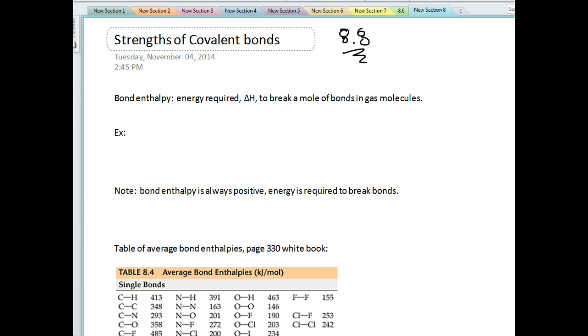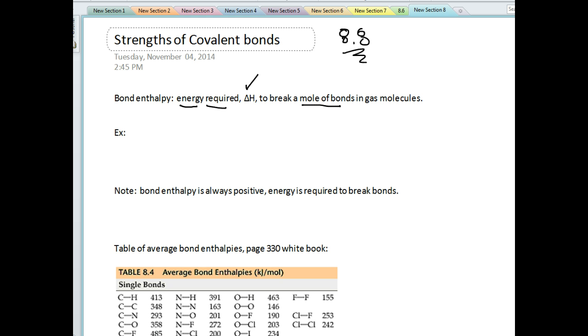We're going to be talking about bond enthalpy today, and to give you the definition of what we're talking about, this is going to be the energy required, which is often given as delta H. Once again, enthalpy meaning heat at a constant pressure. This is going to be the energy required to break a mole of bonds in gas molecules. So what we're doing is we're breaking bonds, and then we're going to be forming bonds.